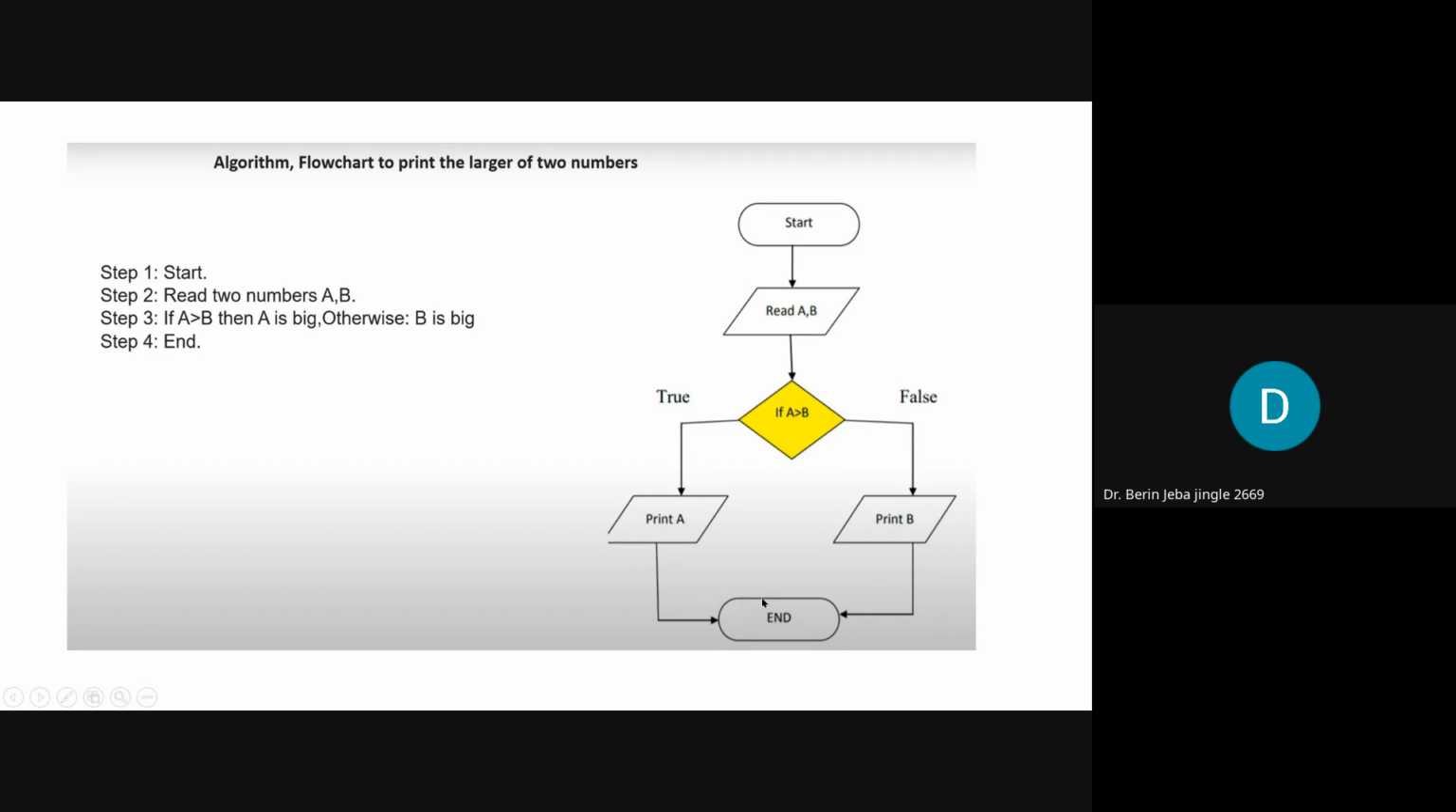Okay, once again, start, then 2 input signals A and B, that we are writing as read. Read means input statement. In flowchart, read is the input statement, A and B. If A is greater than B, if it is true, then what you have to print? Print A. If A is not greater, if it is false, then print B as the greater and end the process. This is the flowchart using decision box.